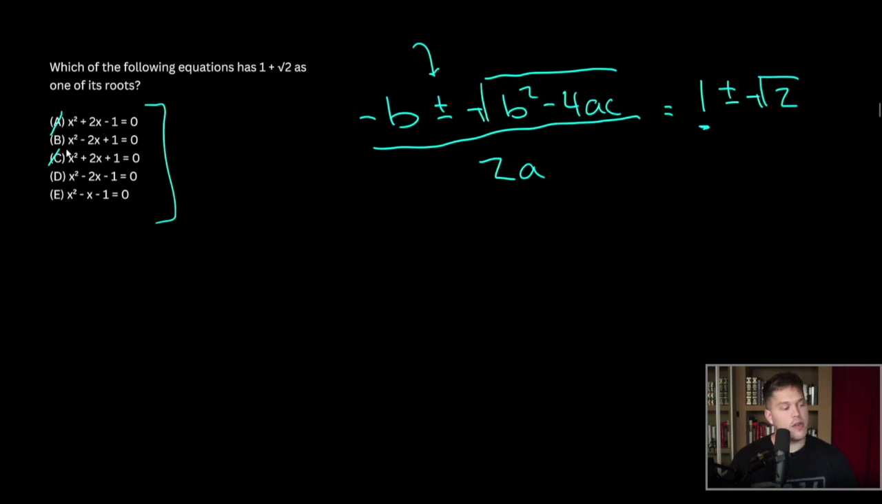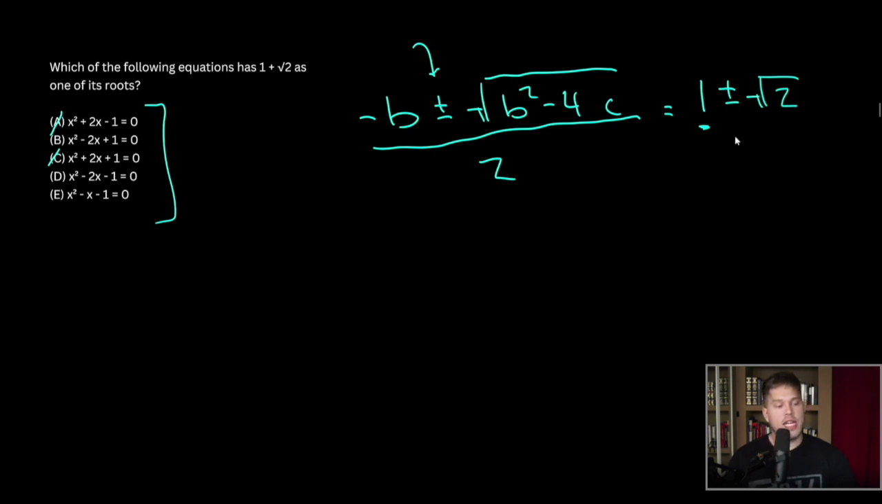Also notice that for all of our answer choices, our a value, the coefficient in front of our x squared, is 1. So let's just go ahead and get rid of these a's in our formula because we know they're just going to be 1, so they're not going to impact anything. All right. So now we have negative b plus or minus the square root of b squared minus 4c all over 2. Okay. So again, we see that we're going to be dividing by 2, and we want our output to be 1 plus or minus the square root of 2.